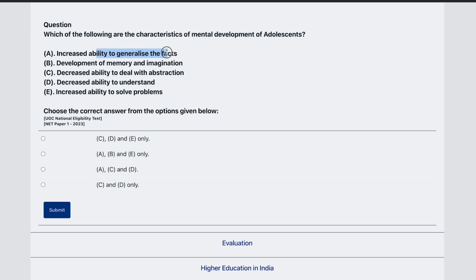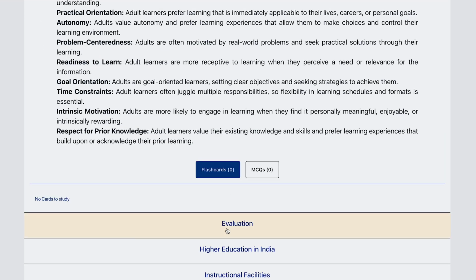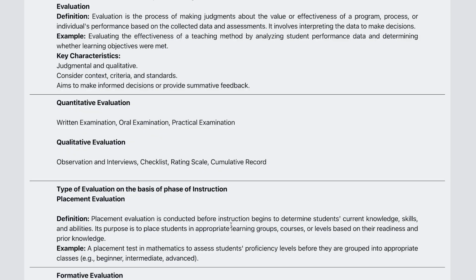Next question. Which of the following are the characteristics of mental development of adolescents? Increased ability to generalize the facts. This is correct. Development of memory and imagination. Yes. Decreased ability to deal with abstractions. No, it's an increased ability. Decreased ability, this is also incorrect. Increased ability to solve problems. So A, B and E. Option 2. Perfect.